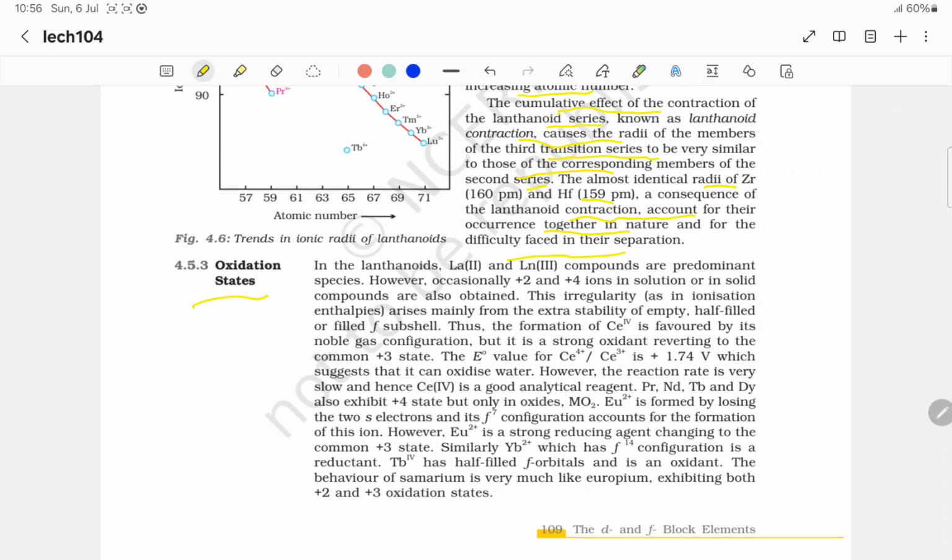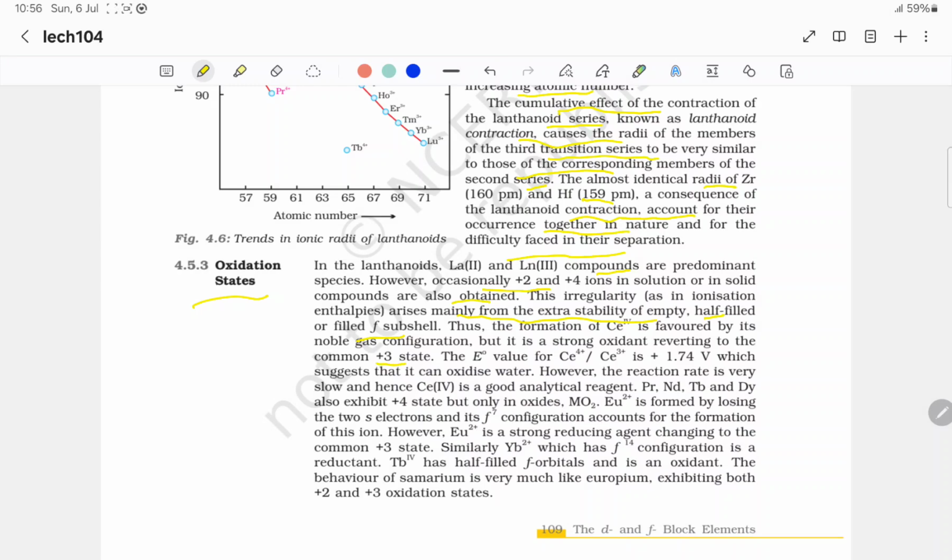Oxidation states of the lanthanoids. In the lanthanoids, the +3 compounds are the predominant species. However, occasionally +2 and +4 ions in solution or in solid compounds are also obtained. This irregularity, as in ionization enthalpies, arises mainly from the extra stability of empty, half-filled or filled f subshell. Thus, the formation of Ce4+ is favored by its noble gas configuration, but it is a strong oxidant, reverting to the common +3 state.